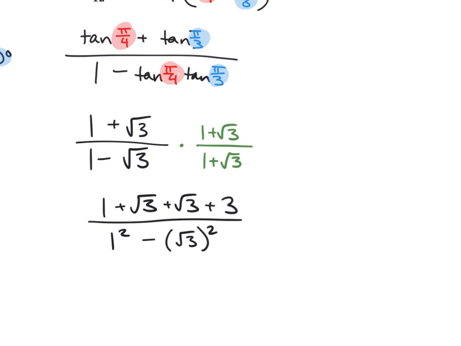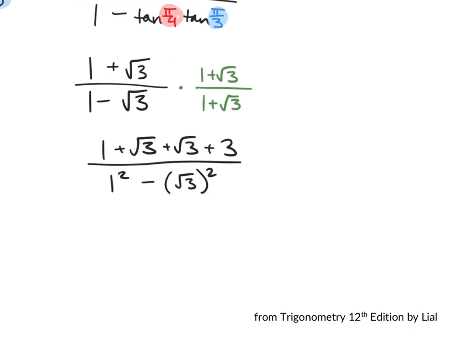Now a whole bunch is going to cancel out or reduce here. In my numerator, I see I have 1 plus 3. That's easy. 1 plus 3 is 4. And then I have 2 square roots of 3. So I'm going to write that as 2 square root of 3. In my denominator, 1 squared is 1. Square root 3 squared is what? 3.